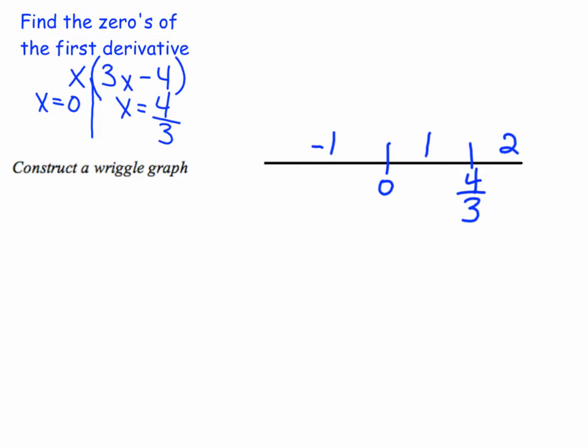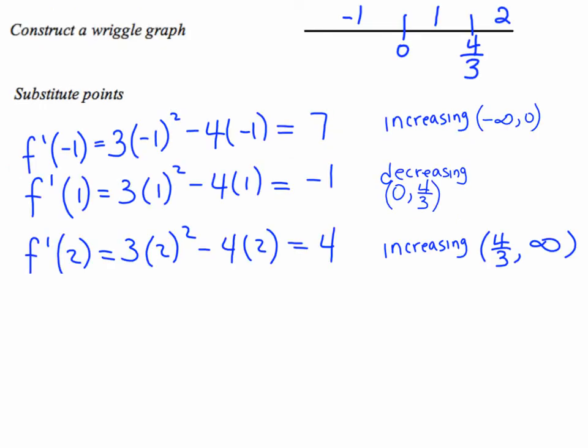So let's substitute -1 into the derivative equation. When we substitute -1 into our derivative, it equals 7. Since you're just looking for whether it's positive or negative, it's a positive number, so that means it's increasing. So from negative infinity to 0, it's increasing. The graph is going up. When we plug in 1, we see that it's -1. So from 0 to 4/3, it's decreasing because we have a negative number.